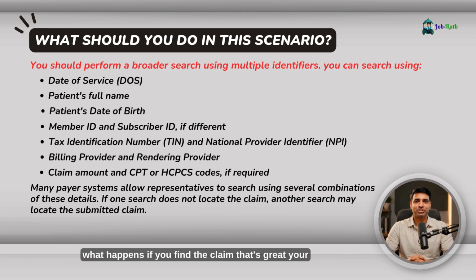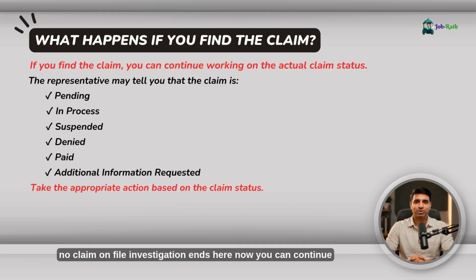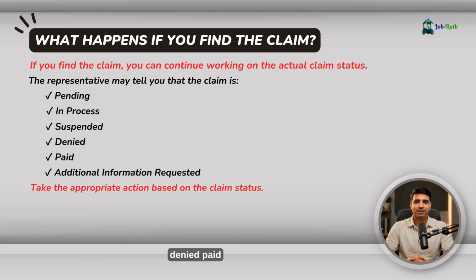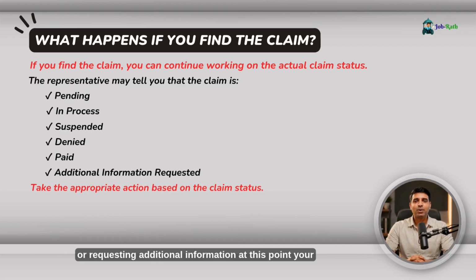Now, what happens if you find the claim? That's great. Your no claim on file investigation ends here. Now you can continue working on the actual claim status. The representative may tell you that the claim is pending, in process, suspended, denied, paid, or requesting additional information.